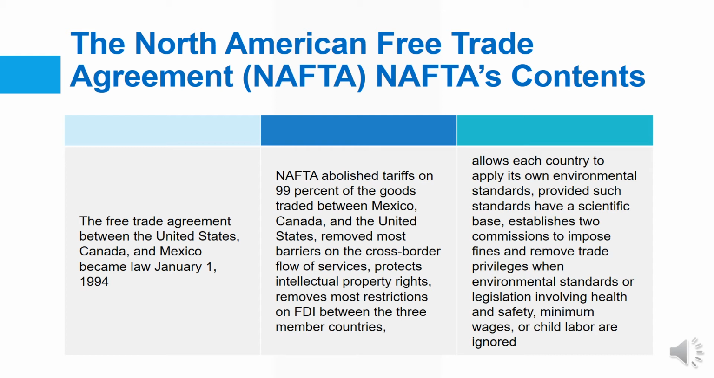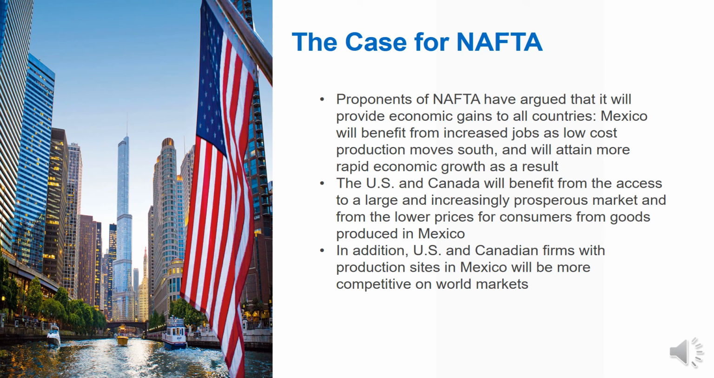NAFTA became law January 1st, 1994. NAFTA abolished tariffs on 99% of the goods traded between Mexico, Canada, and the United States, removed most barriers on the cross-border flow of services, protected intellectual property rights, and removed most restrictions on FDI between the three member countries. NAFTA allows each country to apply its own environmental standards, provided such standards have a scientific base, and established two commissions to impose fines and remove trade privileges when environmental standards or legislation involving health and safety, minimum wages, and child labor are ignored. The case for NAFTA.